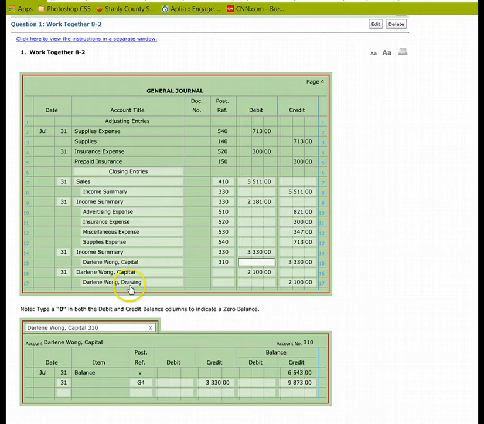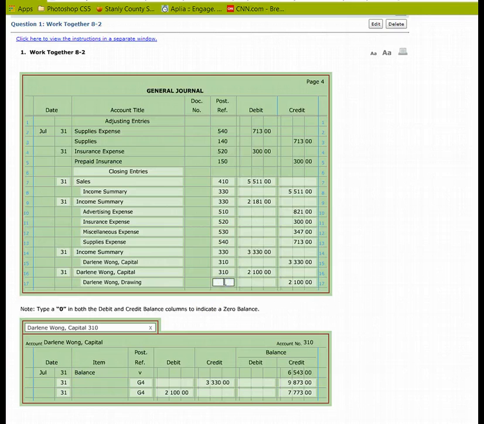Alright, now we're going to post when we close out the drawing. So again, it's going to be to Darling Wong Capital, the 31st, G4. This time we have a debit of $2,100. A debit reduces the capital, so $98.73 minus $2,100 gives us $77.73. And that's the wrong place to put that. It is your balance, so 7773. Alright. Show that you posted it to 310.